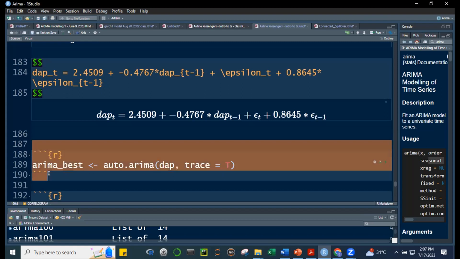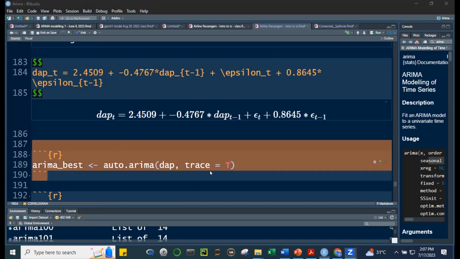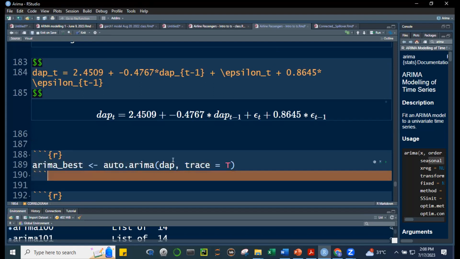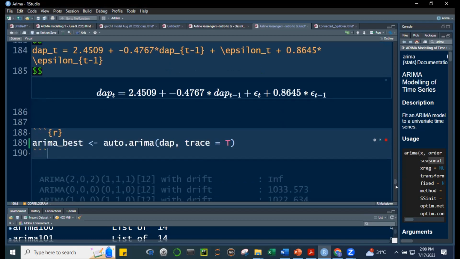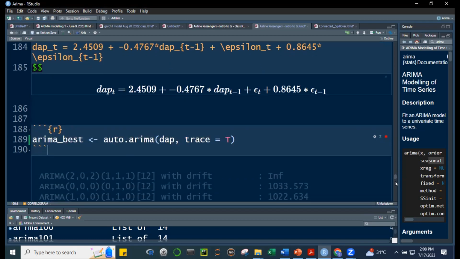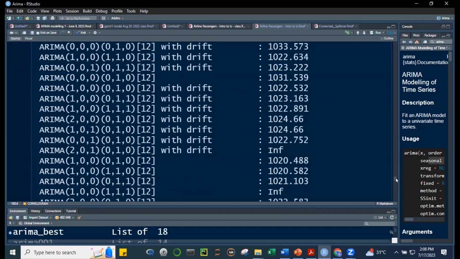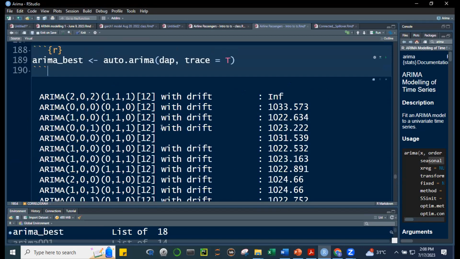Okay, so for the benefit of everyone, para mas mabilis. Okay. So let's run this, ARIMA_best, auto.arima, DAP, trace is equal to TRUE. Run natin. And R will come up with several models. Okay. And with drift, pag sinabing with drift, with constant yan.